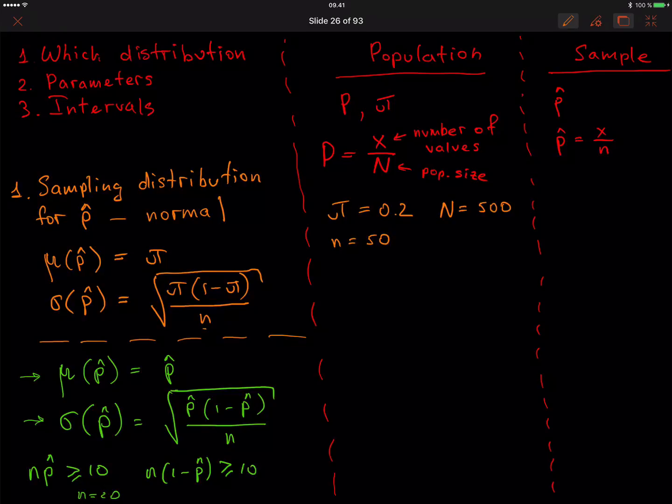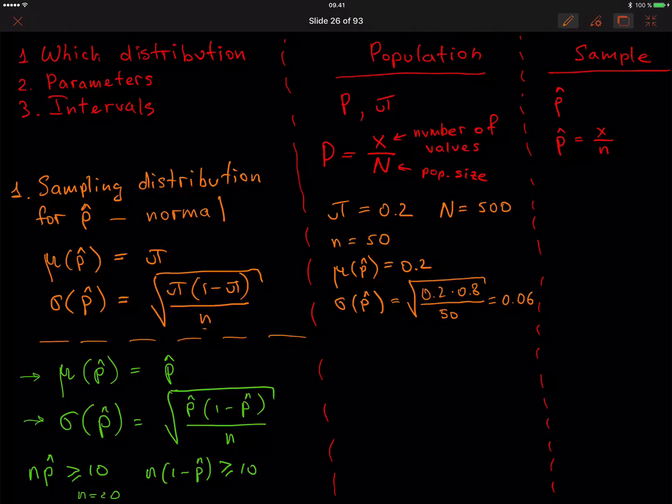First of all, we know that the mu will be 0.2. And the sigma, so how far the proportion of a sample can go from the proportion of the population, is calculated like this. So we have 0.2 times 0.8 divided by 50. If I do these calculations, it will give me approximately 0.06.